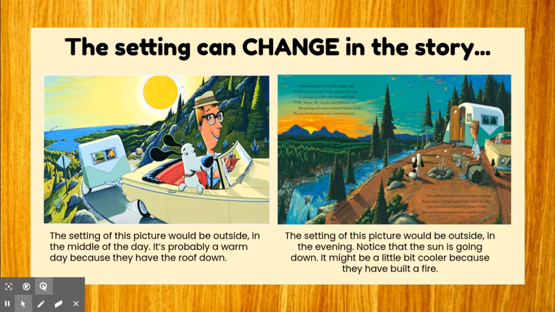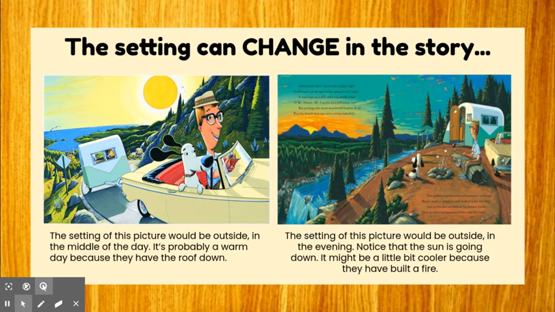I want to let you know that the setting can change in the story. This is a story called Camping Spree with Mr. McGee. And at the beginning of the story, it's in the morning and they're leaving and they're outside. We notice that the sun is rising, so we would say the setting is morning outside.